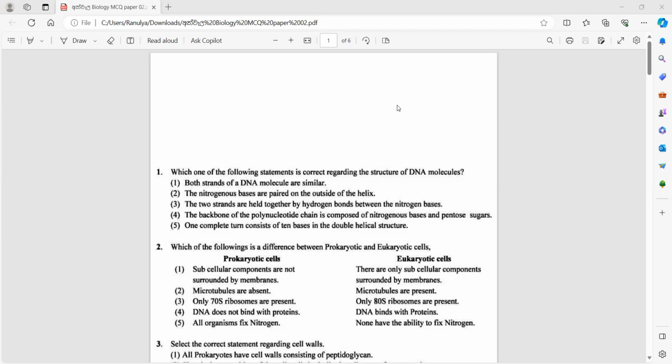Fourth one, DNA does not bind with proteins. No, this is incorrect. If we take archaea, they also have prokaryotic cellular organization. In some species, their DNA is associated with proteins, and in eukaryotic cells, DNA binds with proteins. Fifth one, all organisms fix nitrogen? No, not all organisms. Some prokaryotes have the ability to fix nitrogen, but no eukaryotes have the ability to fix atmospheric nitrogen. So for the second question, the answer should be the second answer.